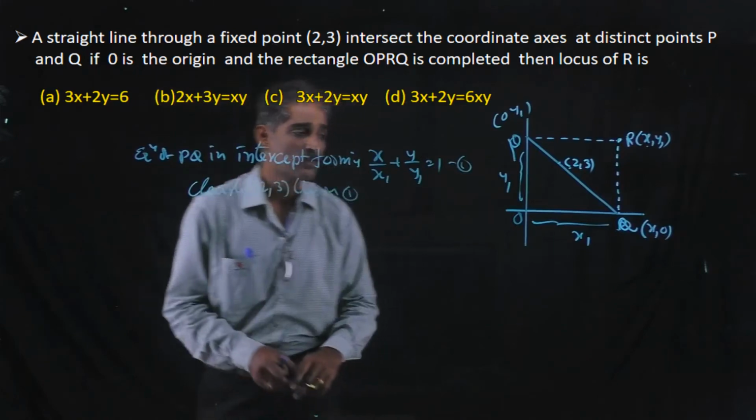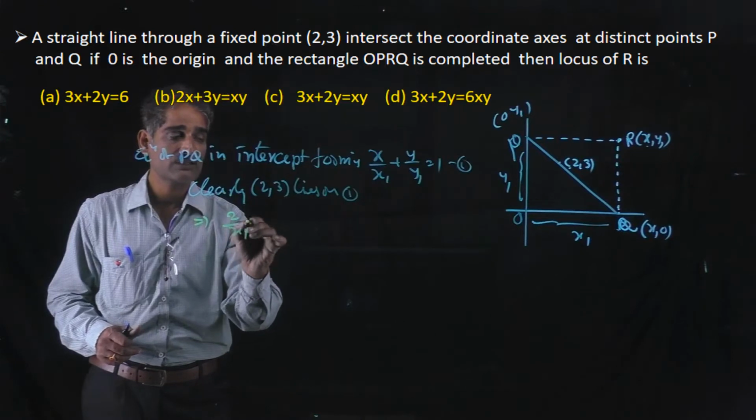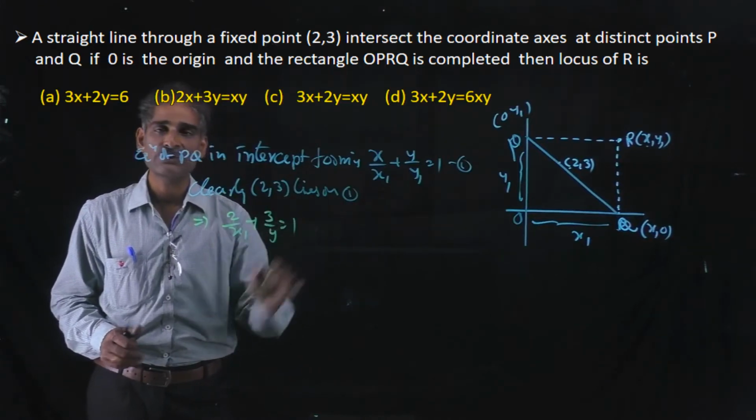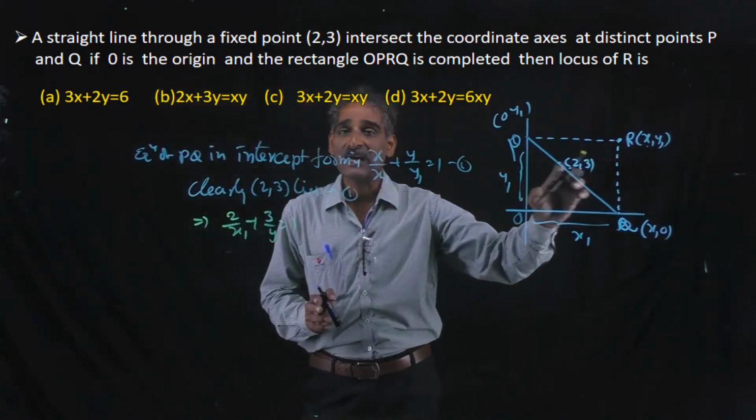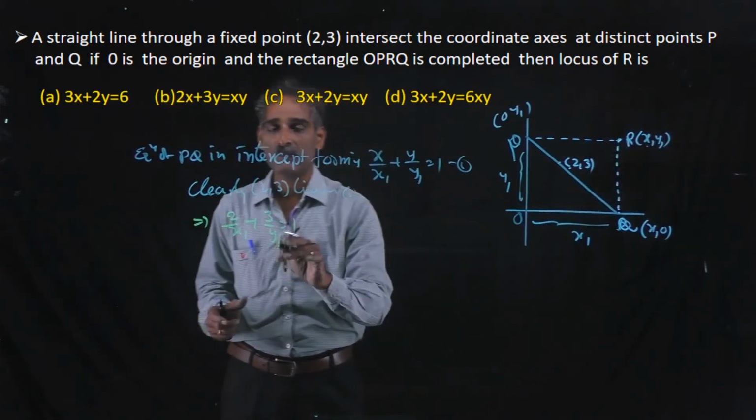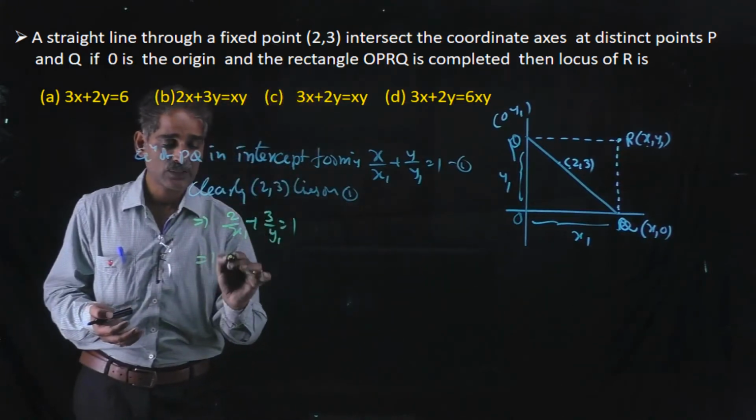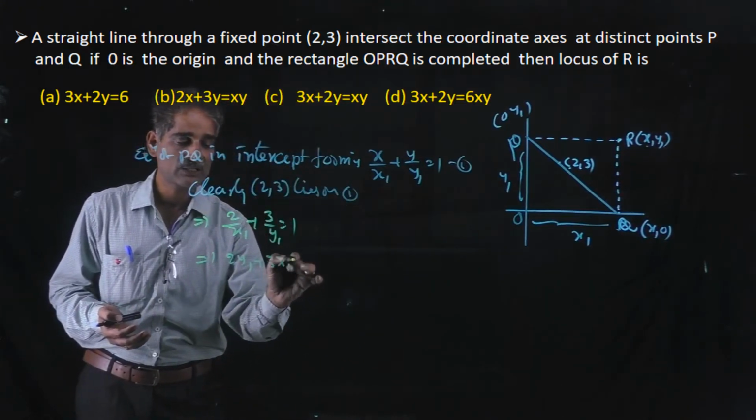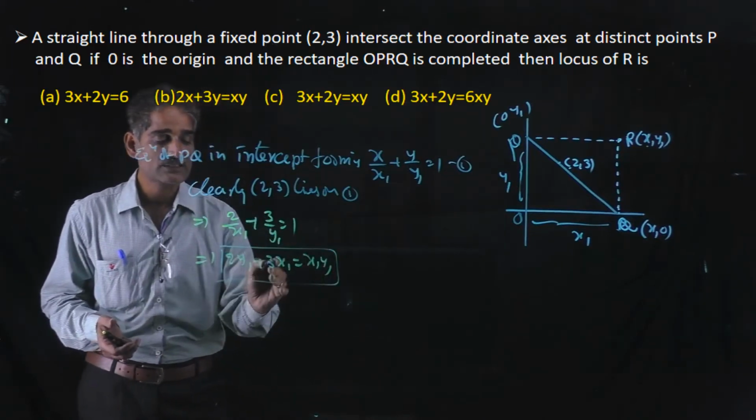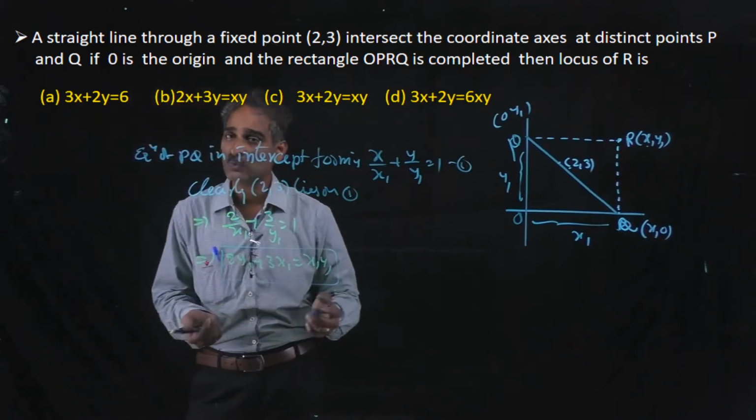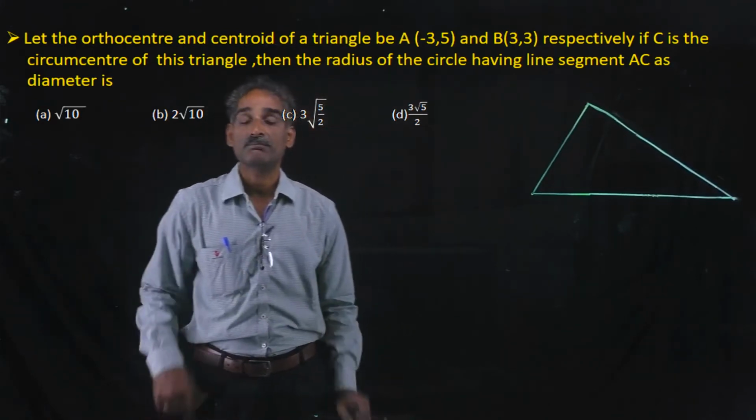So understand, now substitute 2, 3 in the equation 1. This implies 1 becomes 2 by x1 plus 3 by y1 is equal to 1. This is an equation, this is passing through 2, 3 and having the terms x1, y1 also. Understand? So this represents the required equation. From this we can write 2y1 plus 3x1 is equal to x1, y1. Now the locus equation is 3x plus 2y is equal to xy. Understand? See this problem? This is one of the important problems, but not difficult.